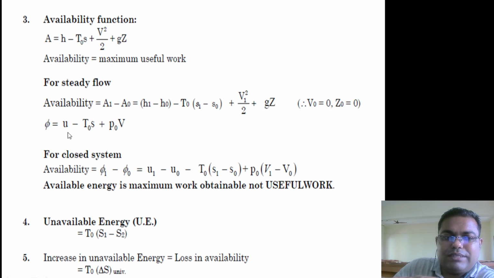For a closed system, it is the non-flow availability function, which is given by U minus T naught S, all right, plus P naught V.